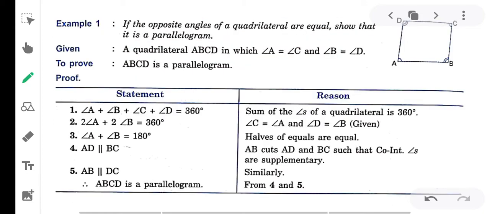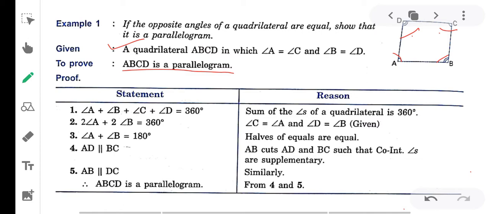Now example 1: if the opposite angles of a quadrilateral are equal, then it is a parallelogram. ABCD is a quadrilateral in which opposite angles are equal. That means angle A equals angle C and angle B equals angle D, so that it is a parallelogram. First write down what is given, then we have to prove that ABCD is a parallelogram.